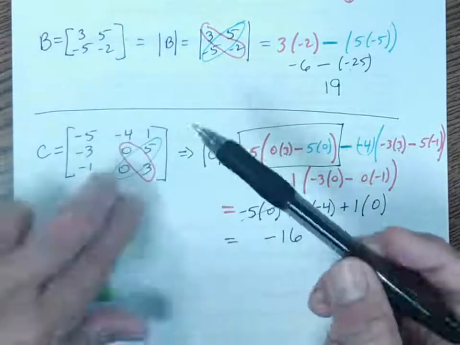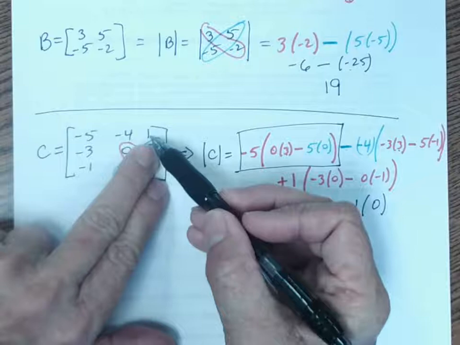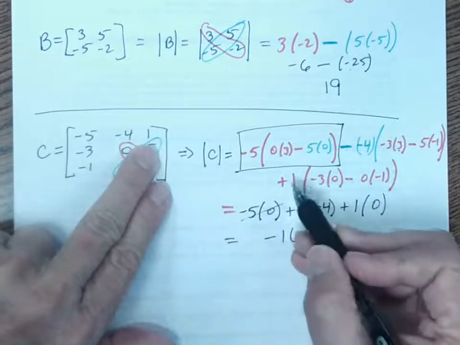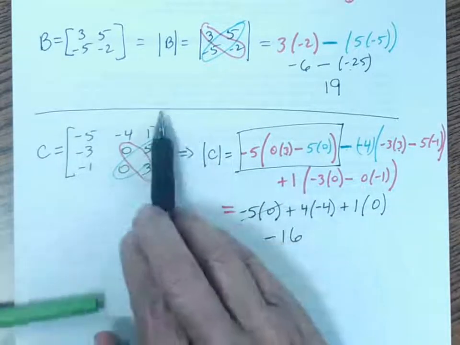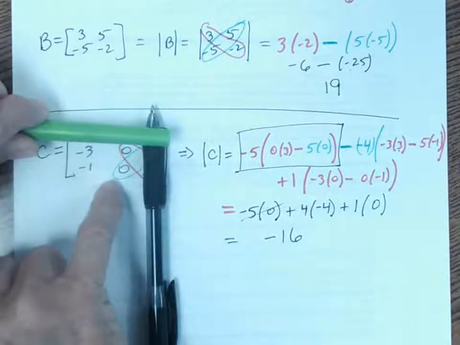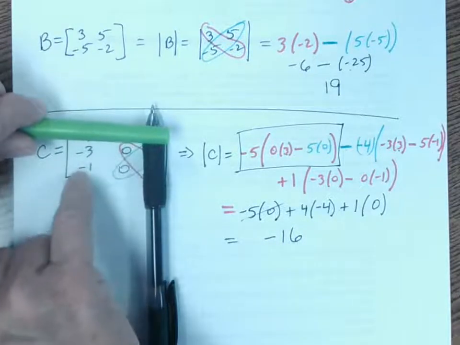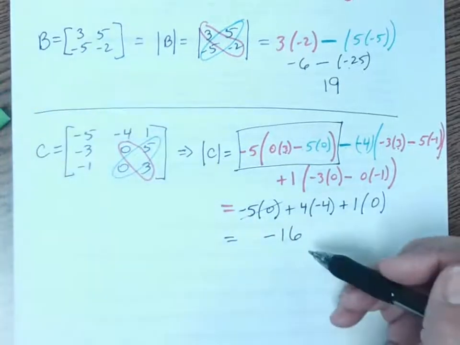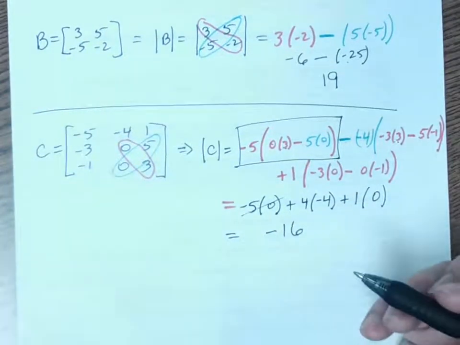We move to the last value, and we're going to add this one, so plus 1 times, cover that one and cover the top row, negative 3 times 0 minus 0 times negative 1. And that will give us our determinant.